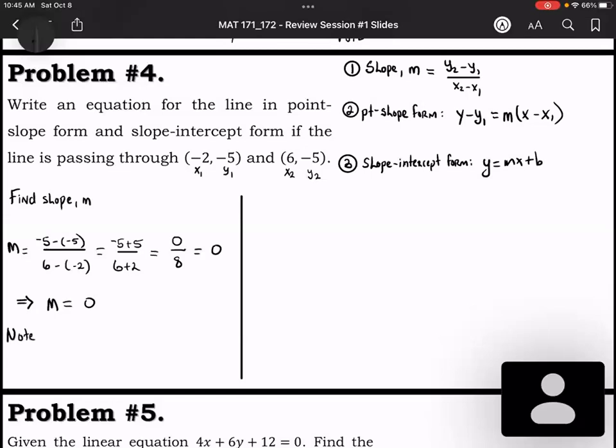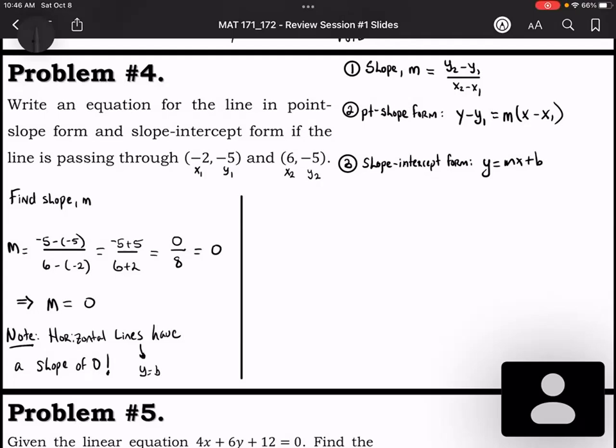So note, horizontal lines have a slope of 0, right? We call them the constant lines because there's essentially no rise, no run. Everything is just constant. Now, in general, when you deal with horizontal lines, the equation for horizontal lines is always this form of y equals b. Now, I don't know how MyLab proceeds with this. So I'm going to show you how to do the point slope form, and then from there, show you how to get the slope intercept form.